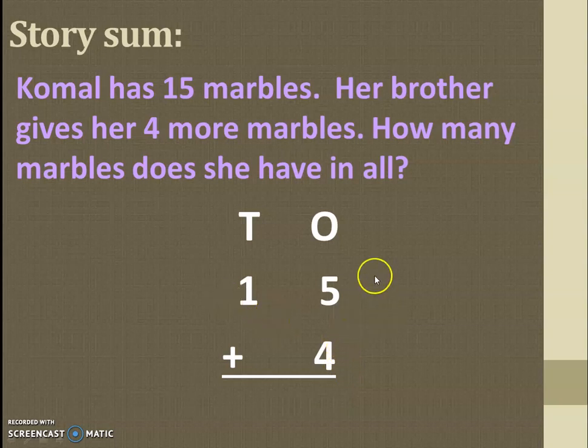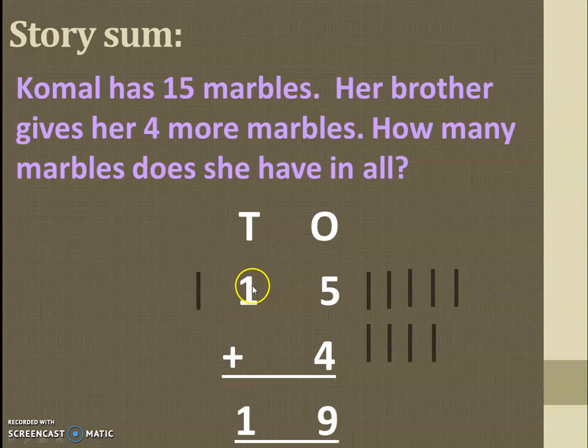So here as usual, here it is 5 and here it is 4 and here it is 1. Sticks. 1, 2, 3, 4, 5 sticks. Here 4, 1, 2, 3, 4 and here it is 1. Shall we add all these two? Yes. 5. After 5 it is 6, 7, 8, 9. And here it is 1. Because 1 is there without any number, just bring it down. That's it. Our answer is 19 marbles. Okay.